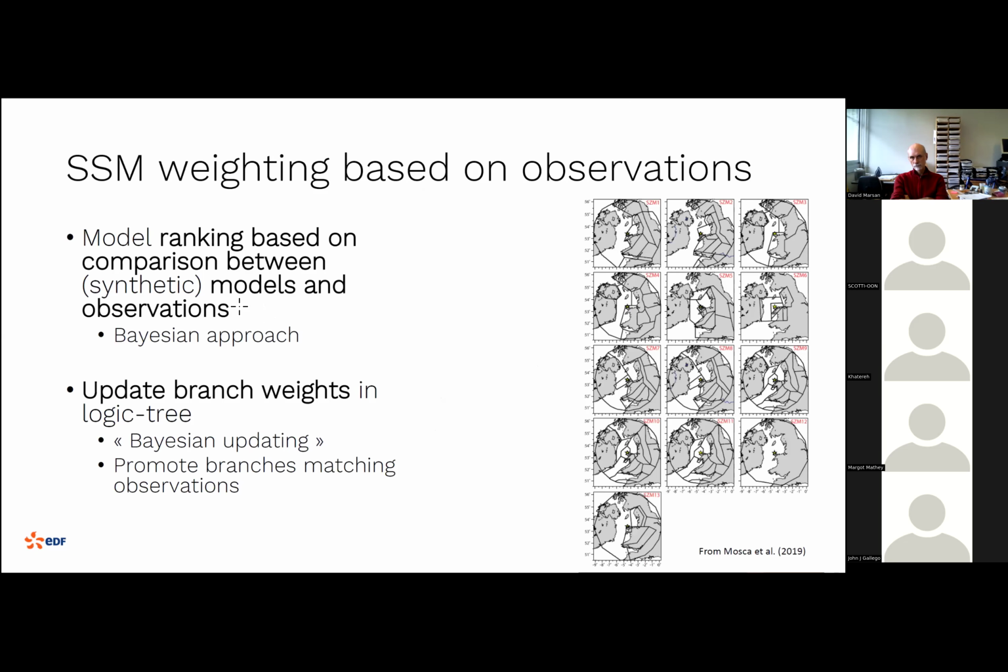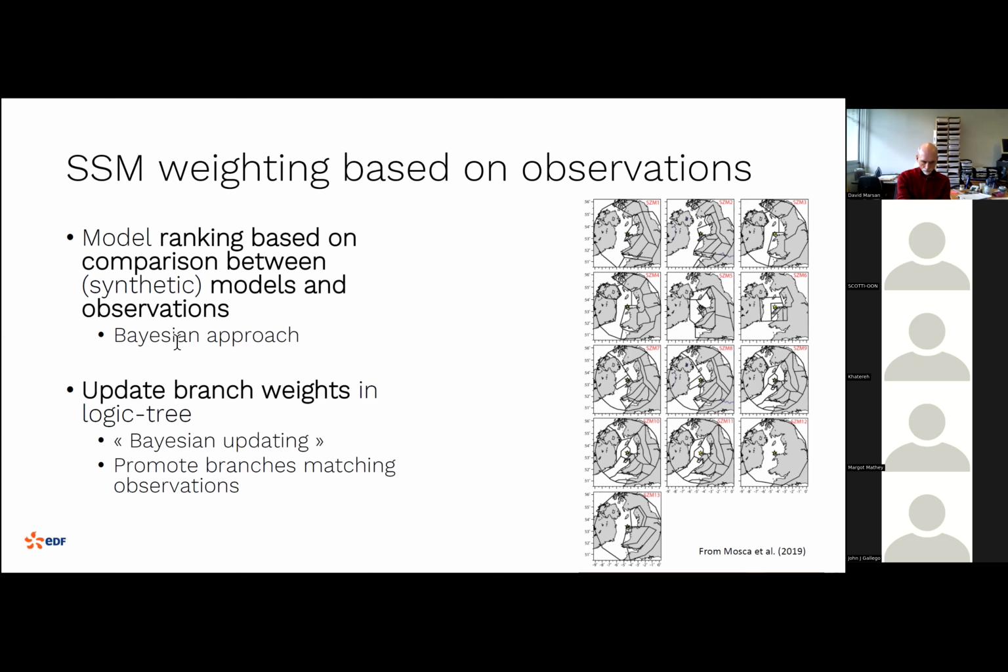And actually, this is something that is often done by expert judgment. But I just wanted to mention rapidly that there are also recurrent discussions on the approaches to adapt these weights based on observations. You have, for example, the possibility to rank your different branches based on the comparison between the mean expectation from a model based on the generation of synthetics, for example, and observation.